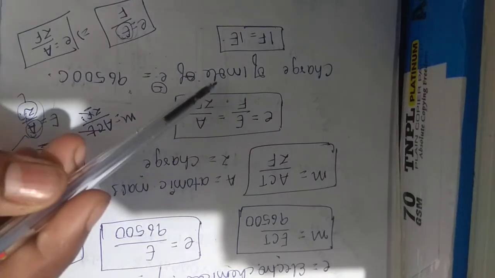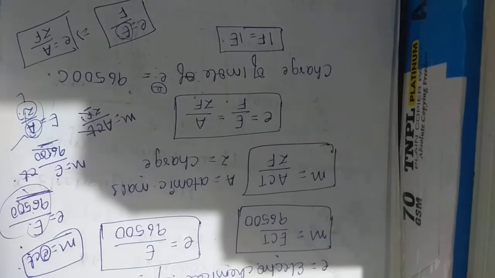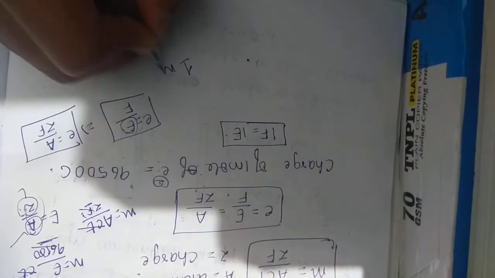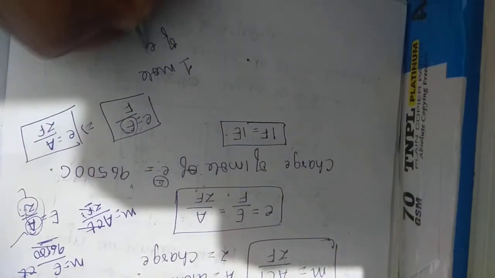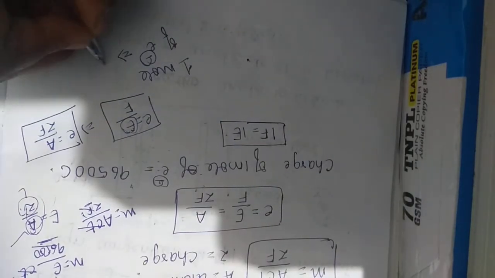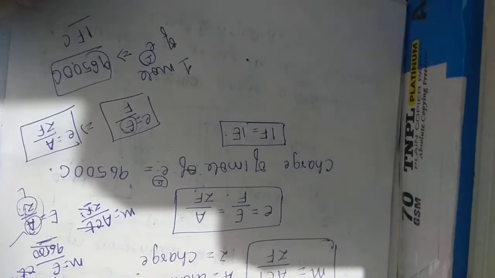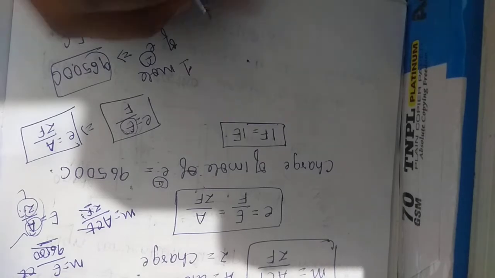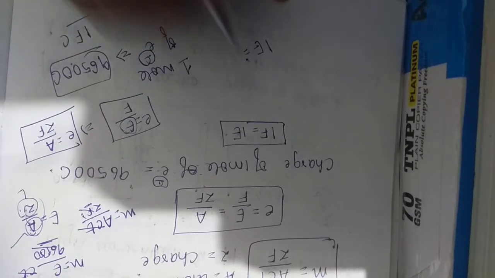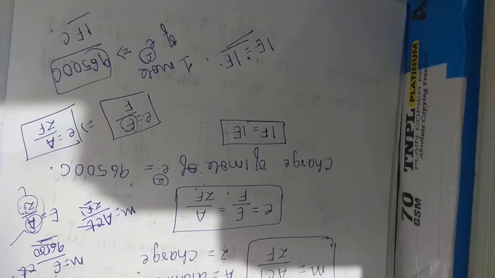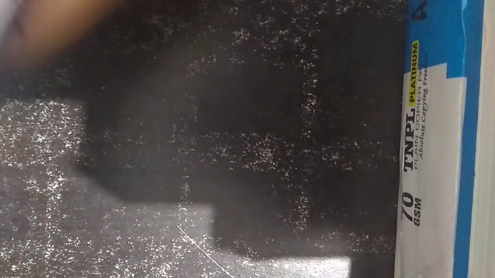Now, charge of 1 mole of electron, when you take 1 mole of electron, the charge on that is 96500 coulombs. That is 1 Faraday coulomb. Okay, 1 mole electron charge is equal to 1 Faraday. Remember this. Okay. Now let's move on to Faraday's first law.